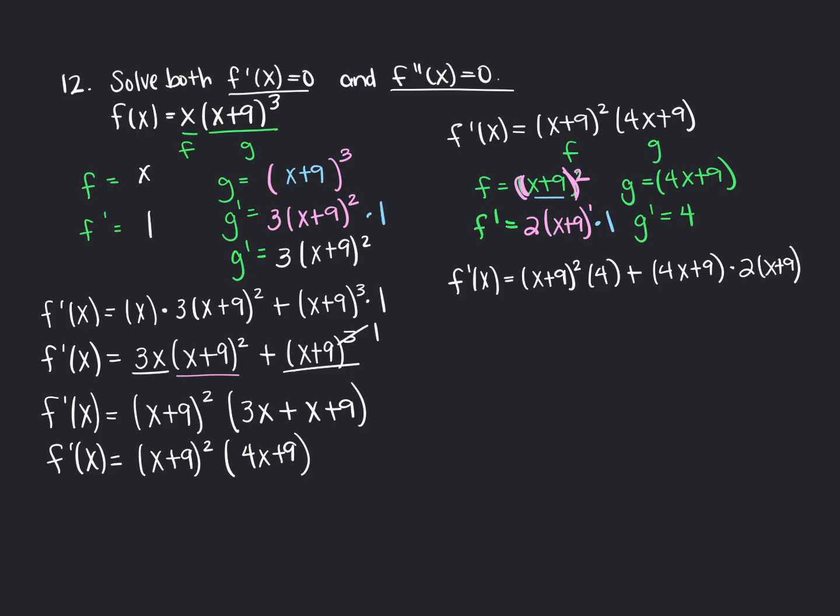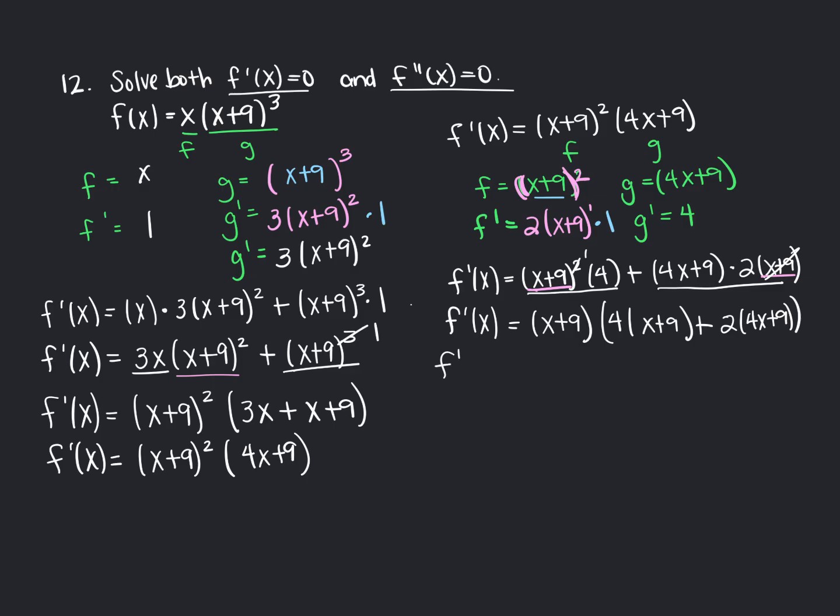Now, when I'm looking at this, I have two terms being added, and I notice that my terms at least have one x + 9. So for f prime of x, I can factor out an x + 9, just one. That's going to leave a 4 times (x + 9), because if I cancel one out, I still have one left. Plus, on my second term, the x + 9 cancels, so I'm just going to be left with 2 times (4x + 9).